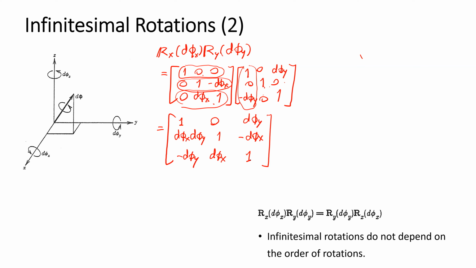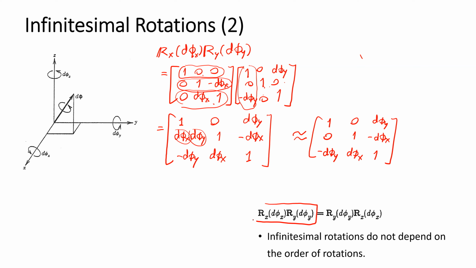Just only one thing special here: the product of d phi x and d phi y, being near zero, can be assumed to be 0. Yes. So now we have this.